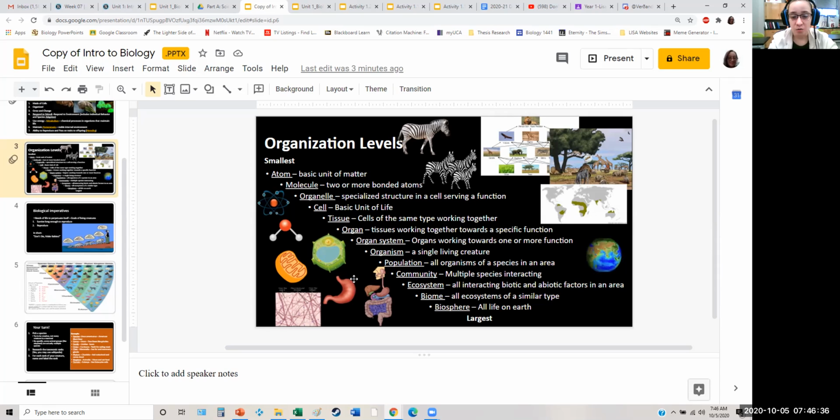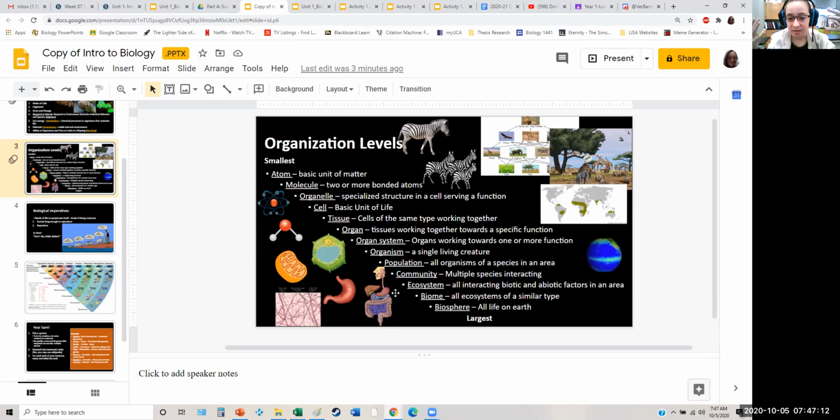All right, so now we have to have more than one organ, and that makes up an organ system, which is organs working towards one or more functions. So the stomach is part of the digestive system, which is here. The whole digestive system is the mouth, the esophagus, the stomach, the small intestine, and the large intestine. And then we have what we call accessory organs, which is the liver, the gallbladder, and the pancreas.